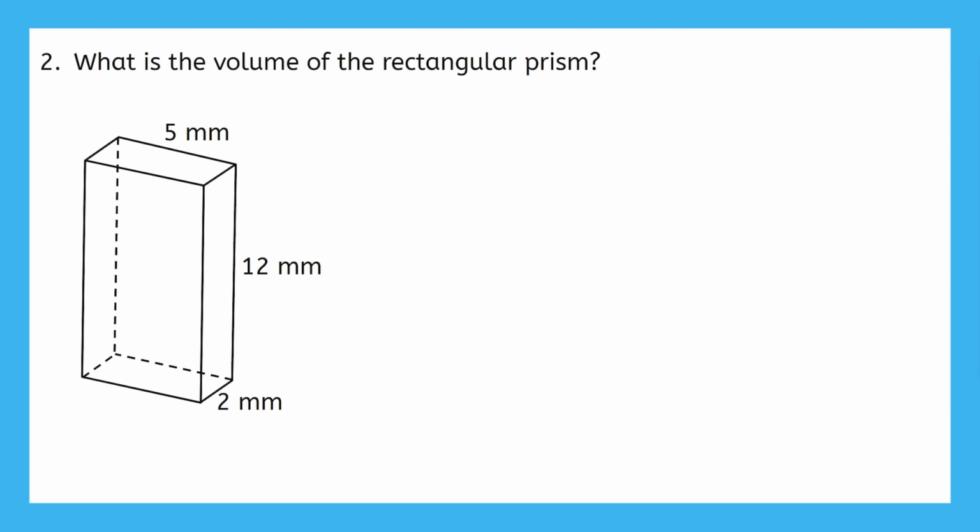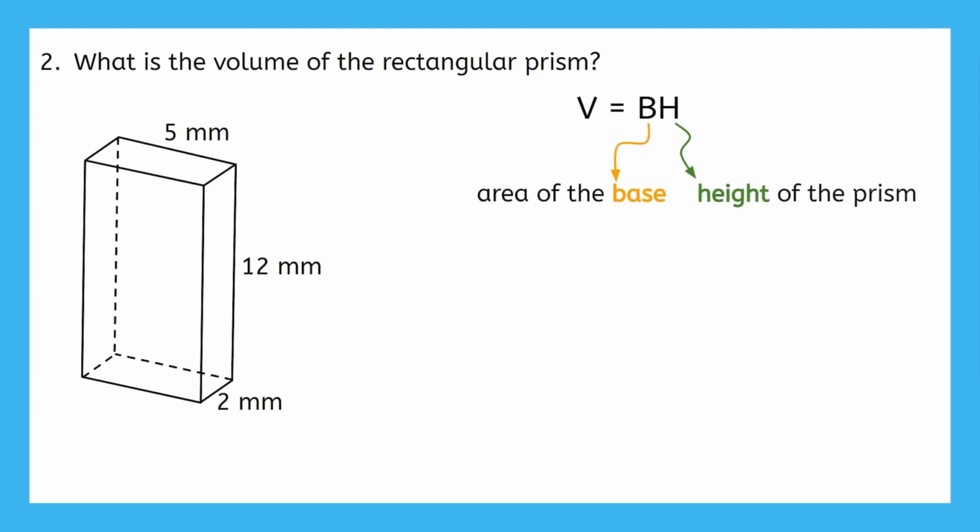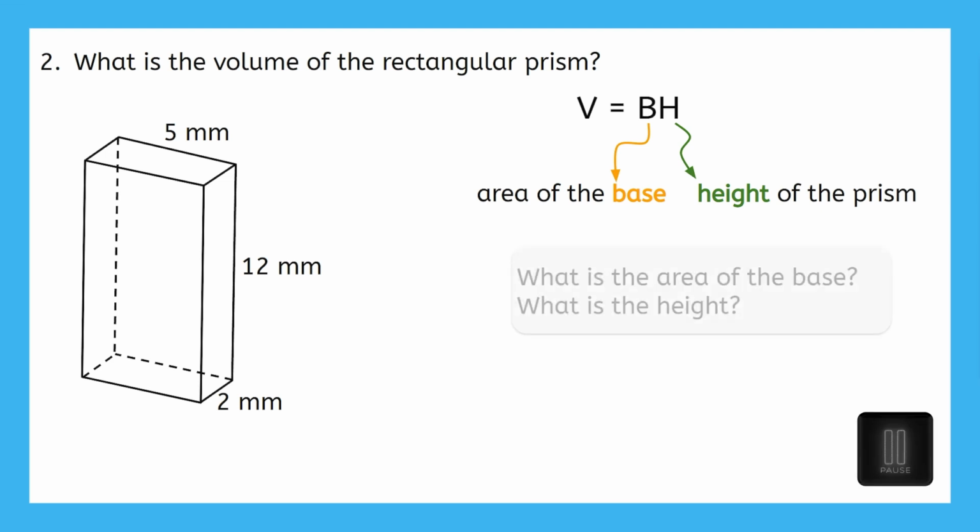Example 2. What's the volume of this rectangular prism? We'll need to use our formula, V equals big B times big H, which requires multiplying the area of the base times the height of the prism. Pause the video here to identify what is the area of the base and what is the height of the prism.